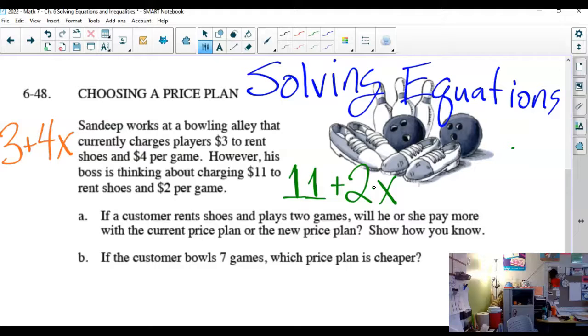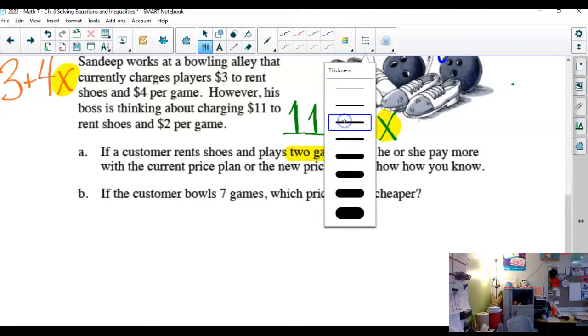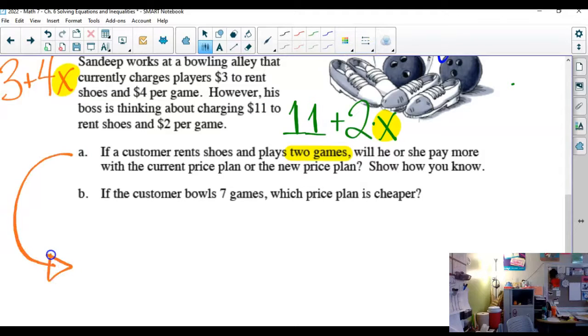If a customer plays 2 games, this is part A on your paper. If a customer plays 2 games, which model is cheaper? Chat with your group. Take a minute or two. We now are going to know how many games. So you could do that work on your paper. I'll write it up here, but I should see work on your paper. This is part A. I'm skipping B right now.